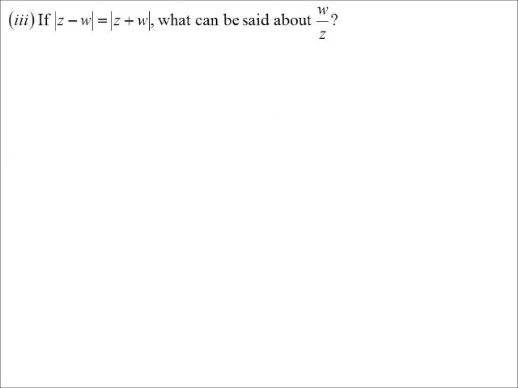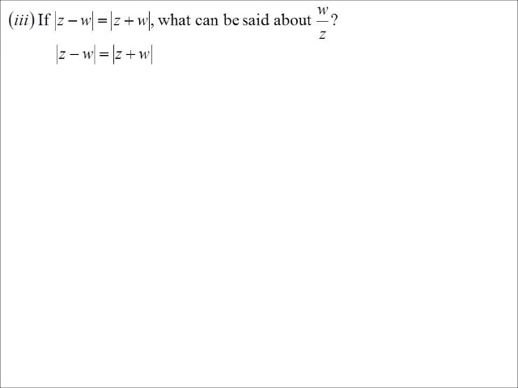But then they made it a little bit more interesting. They said, but what happens if the modulus of Z minus W is the same as the modulus of Z plus W? What do you now know about W divided by Z? So you've got to interpret that with your diagram. What have you got? You've got a parallelogram. What is Z minus W? What is Z plus W? Well, they're the two diagonals. So we're now talking about a parallelogram whose diagonals are equal.